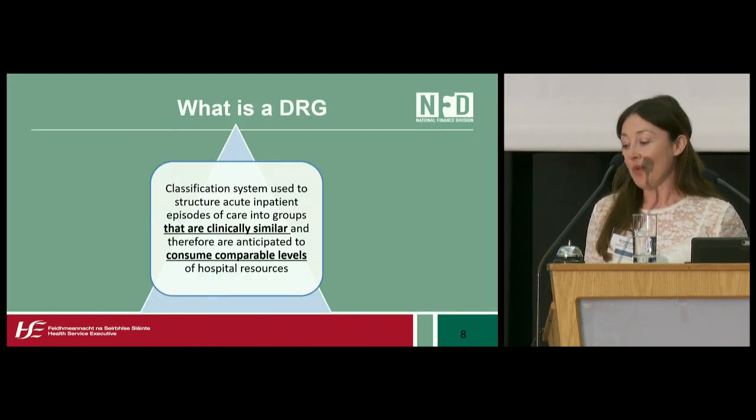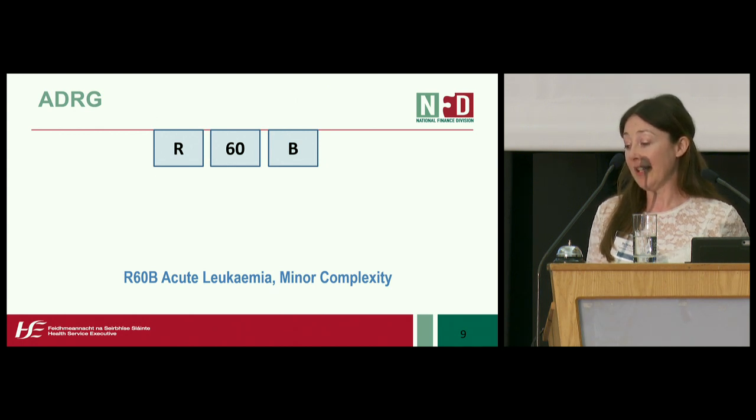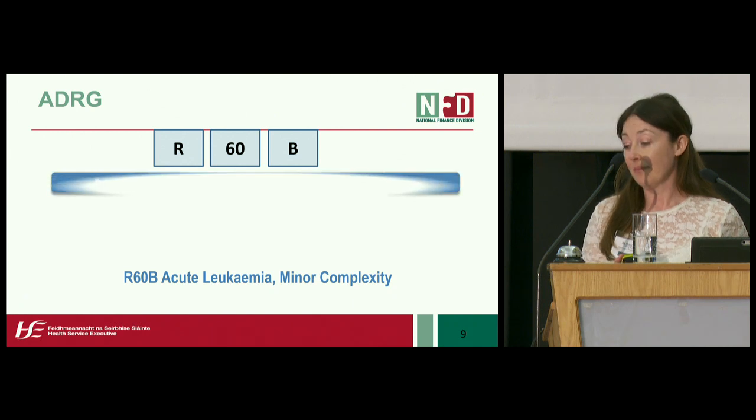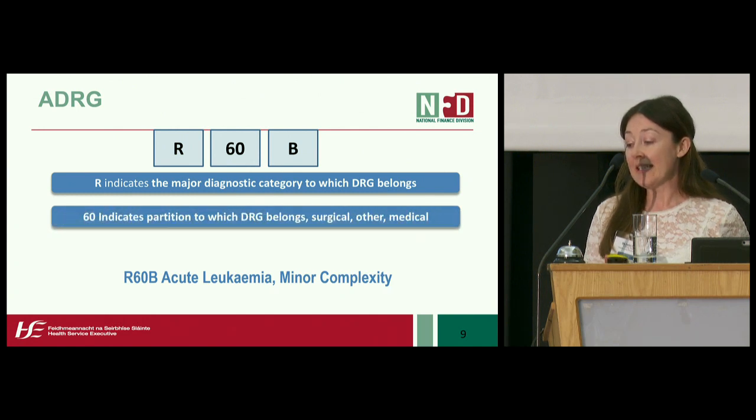What is a DRG? Well, it's a classification system used to structure acute inpatient episodes of care into groups that are clinically similar and therefore are anticipated to consume comparative levels of hospital resources. This is an example of a DRG, R60B, which is acute leukemia with minor complexity. The first letter, the R, indicates the major diagnostic category to which the DRG belongs. That is the body system. The number in the middle indicates the partition to which the DRG belongs, whether it's a surgical case, a medical case, or other.